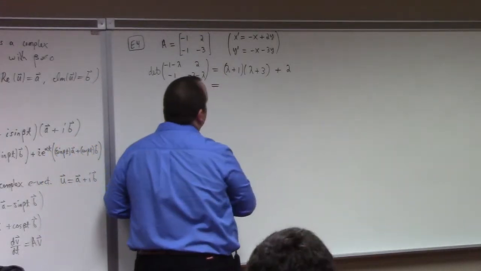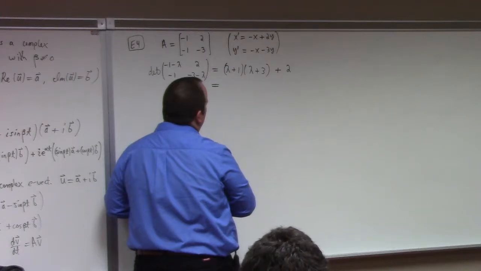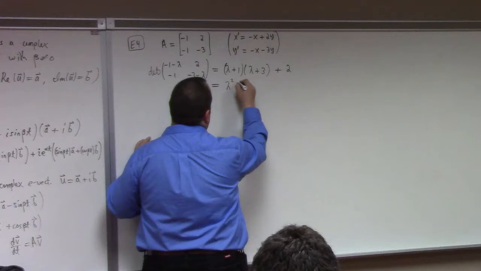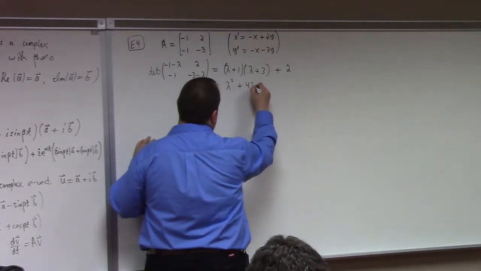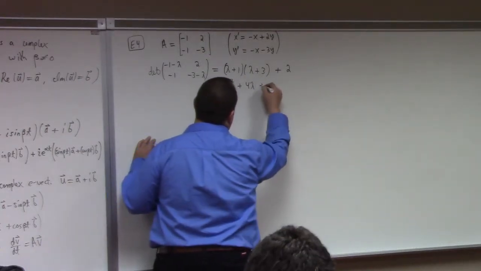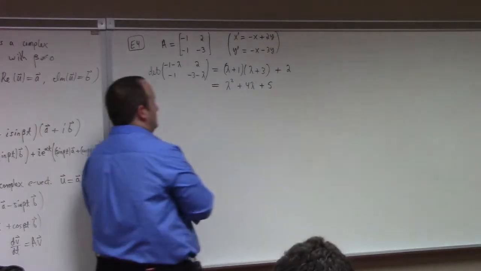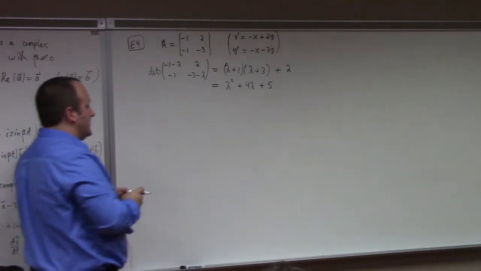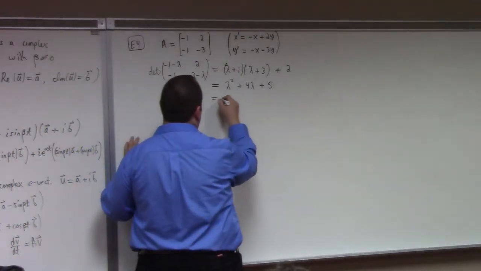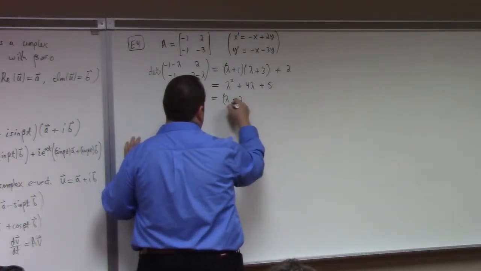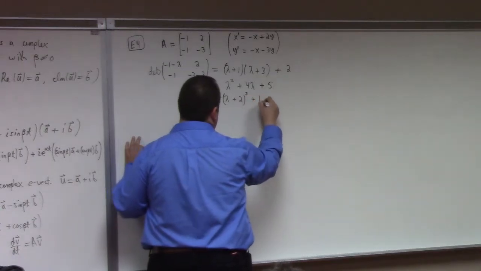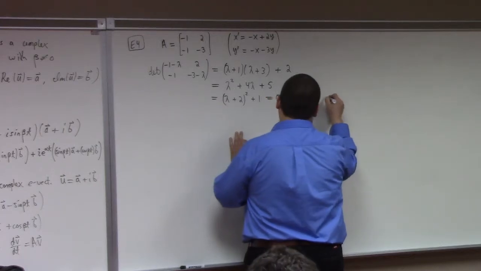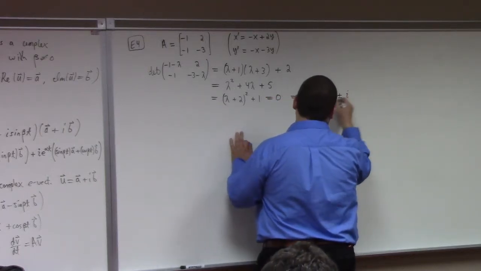Let's see here. Yeah, so that's lambda squared plus 4 lambda plus 2 plus 5. So here's another opportunity for honing your skills on completing the square. This is lambda plus 2 quantity squared plus 1. So that equals 0 implies that lambda is minus 2 plus or minus i.